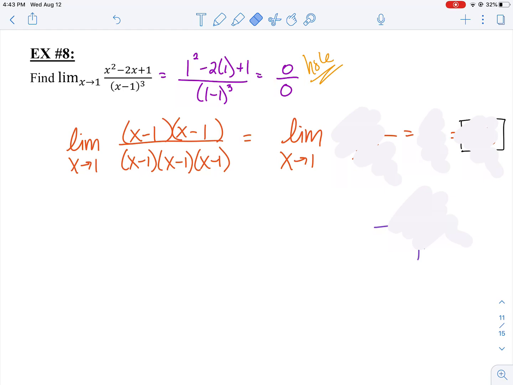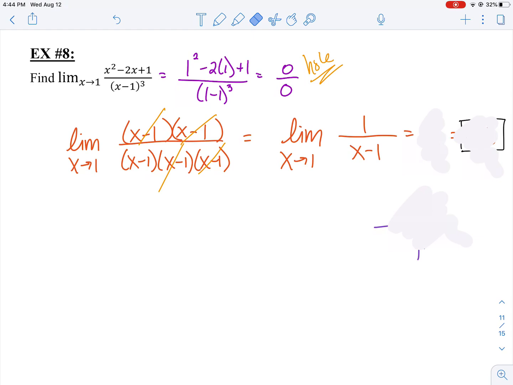I factored the numerator into an x minus 1 and an x minus 1. Now my denominator says (x minus 1) cubed. That really means I have 3 of those factors: x minus 1 times another x minus 1 times another x minus 1. If you noticed, I just got rid of the hole that we have at x equals 1. And so now I have a new equation that has a 1 in the numerator and an x minus 1 still left in the denominator.